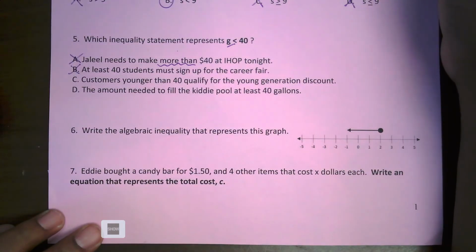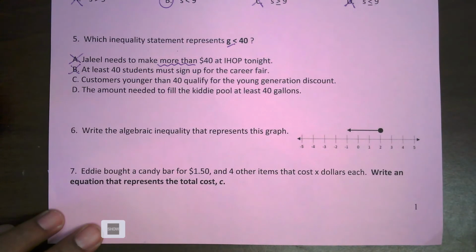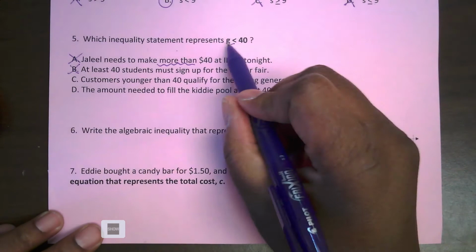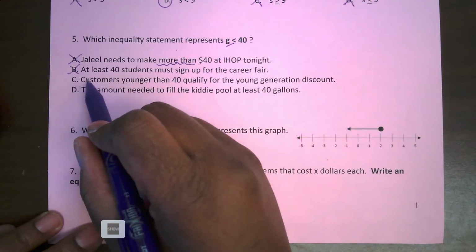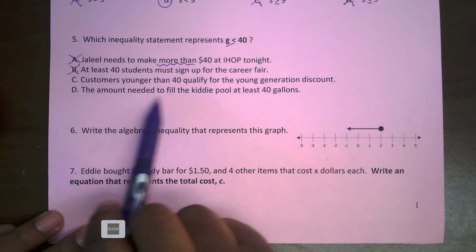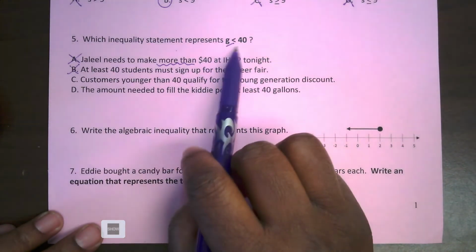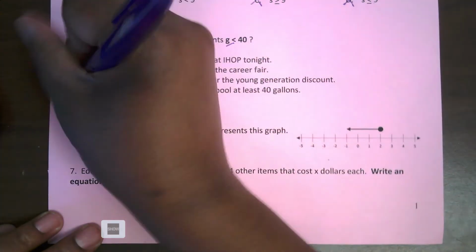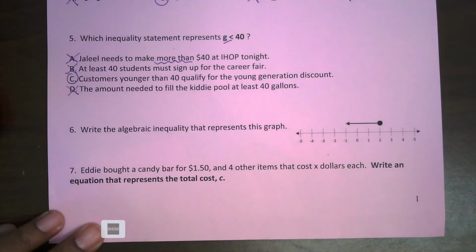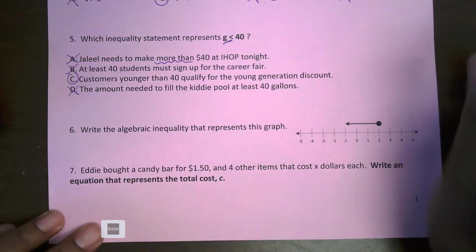Let's look at C. Customers younger than 40 qualify for the young generation discount. Younger than 40, that's less than 40. I'm liking C for this one, but let's make sure D doesn't fit. D, the amount needed to fill the kiddie pool is at least 40 gallons. At least, again, would mean that it's 40 or more. So it's not D. So my answer is C, customers younger than 40. That means that this G is less than 40.